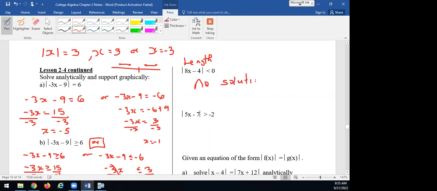So when I get a problem like this, do not waste time to try and solve it. The absolute value can never be negative. Length can never be negative. So there's no value of x that you can plug in there to get the absolute value to be a negative value. So look out for those tricks.